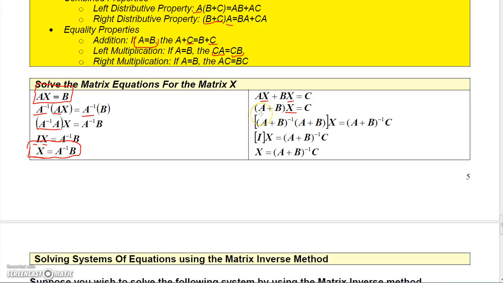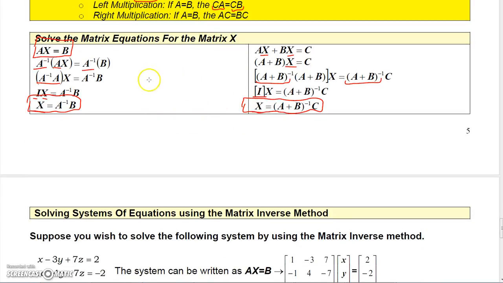Well, again, you can't divide by a plus b, but we can multiply by the inverse of a plus b. So I can multiply both sides by the inverse of a plus b. Now, what that does is a plus b inverse times a plus b. Since those are inverses, their product would be the identity matrix. And then the identity matrix times x is just x. And then I can just bring the right-hand side down. So in that example, x would equal a plus b inverse times c.